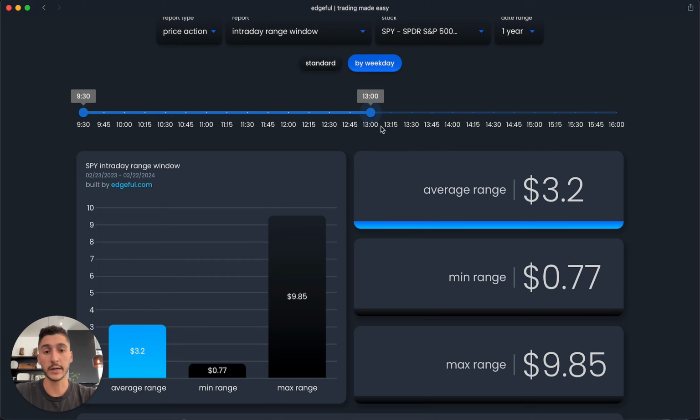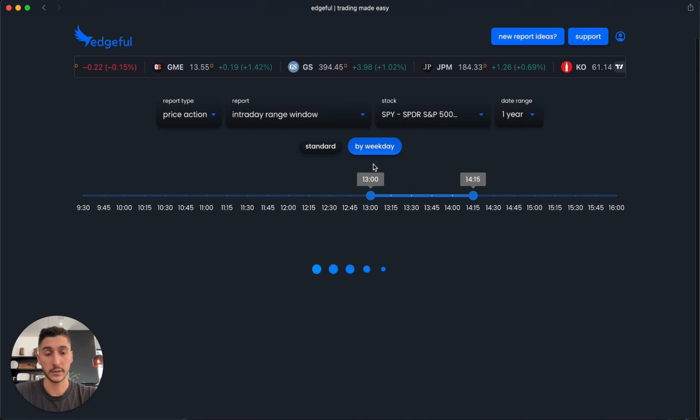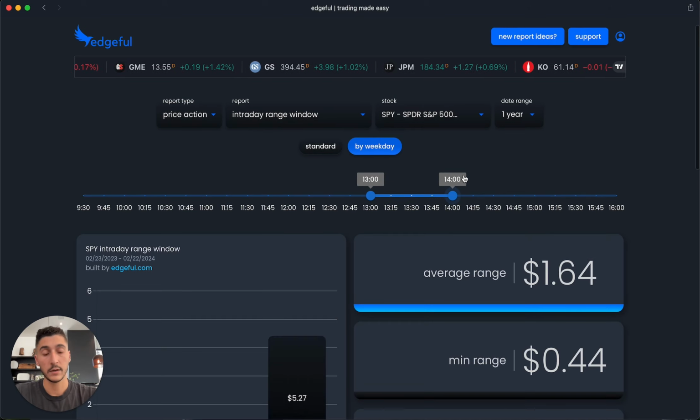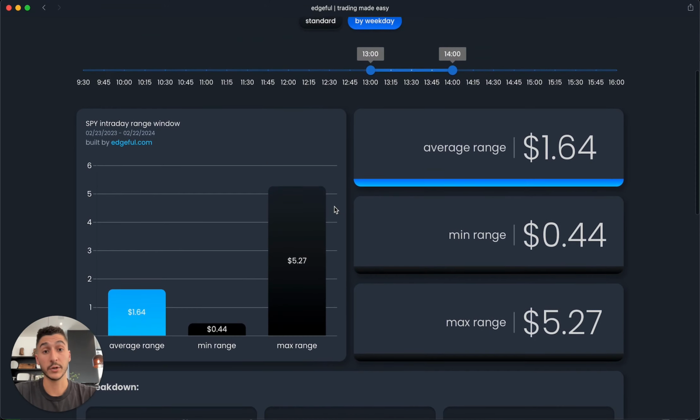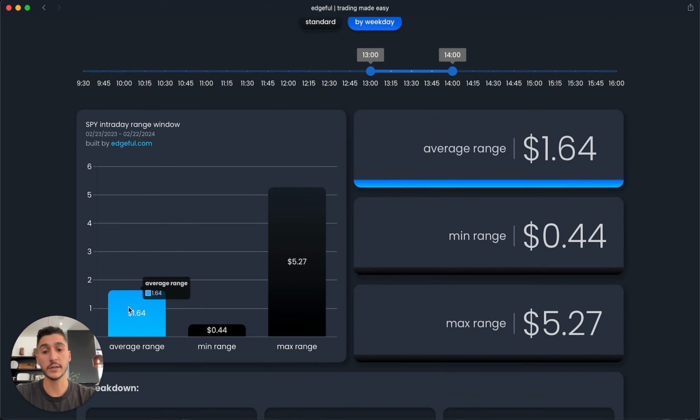Whereas let's say you only like to trade between 1 and 2 o'clock. So let's switch this over here. You just have to drag, and that's how you can change the window. So if you only trade between 1 and 2 o'clock, you can see that the range is much lower, $1.64 on average. And what that means, again, is you don't want to have a different expectation from what actually tends to happen. So you don't want to aim for a $3 move if you only trade this window, if the move is actually only $1.60 on average.